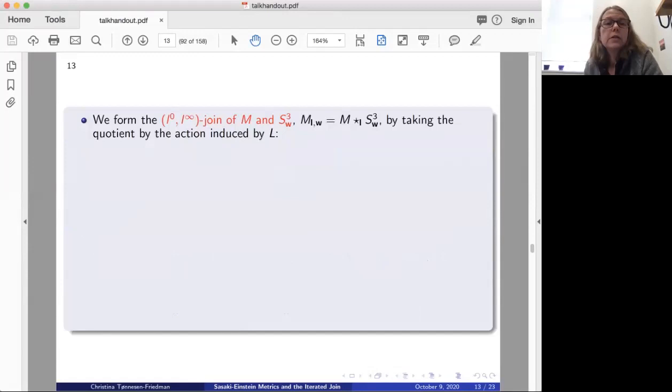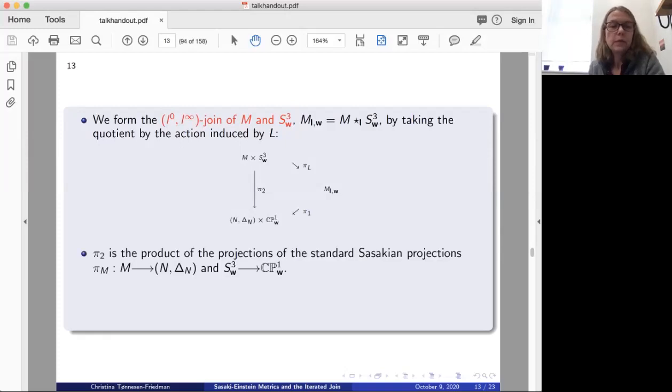And then the join construction is that we take the product of those two Sasaki structures. That's of course not a Sasaki structure, but then we take the quotient by this action of L. So here's the diagram. Let's just take the product, then you mod out. This is the new Sasaki structure, and that then sits as an S1 orbibundle over the product of the two orbifold quotients that you had of the two original Sasaki structures. Okay, like this.